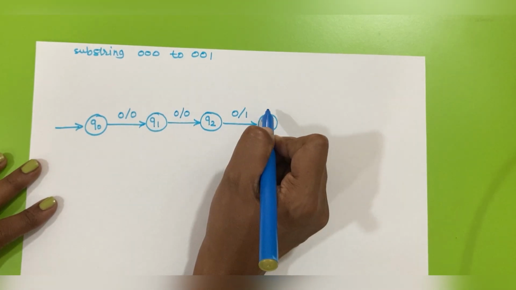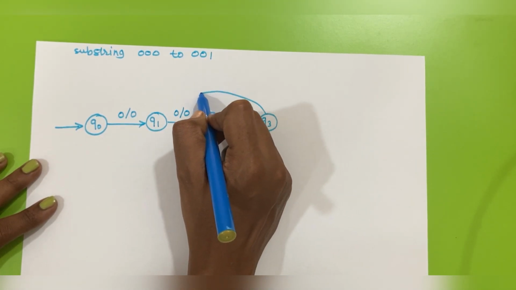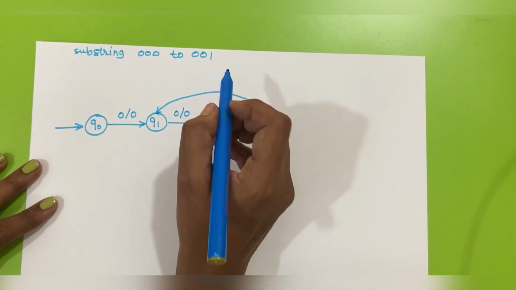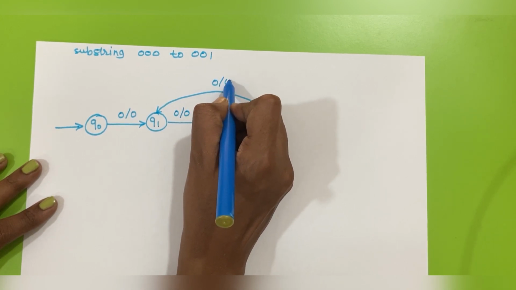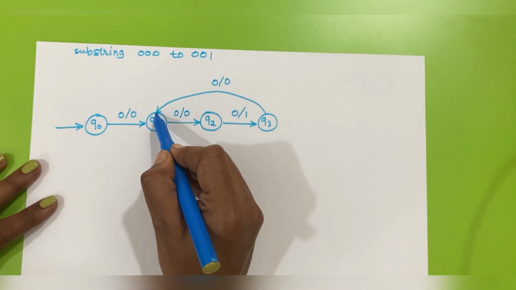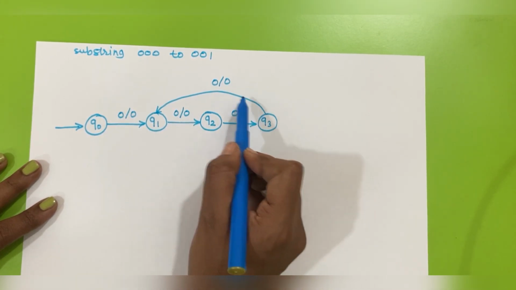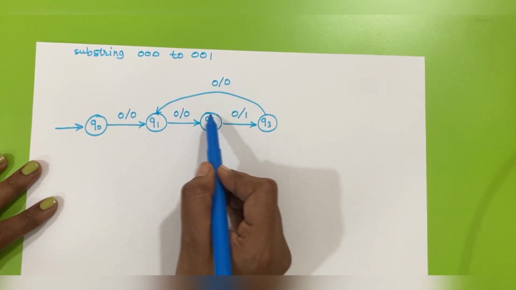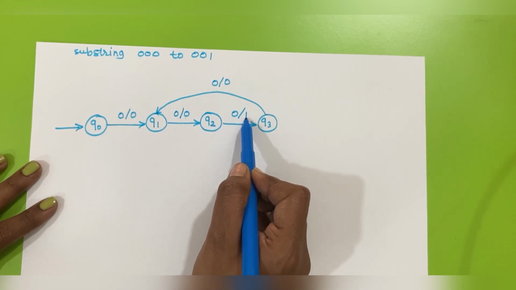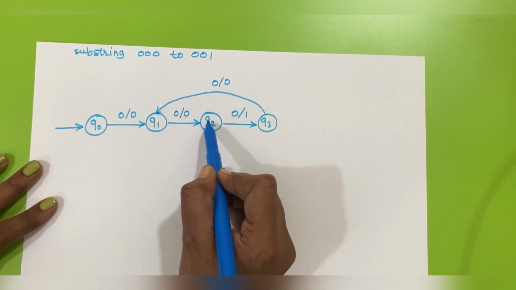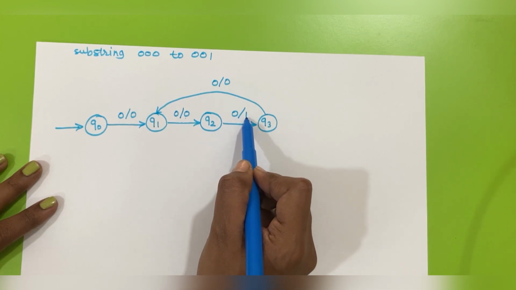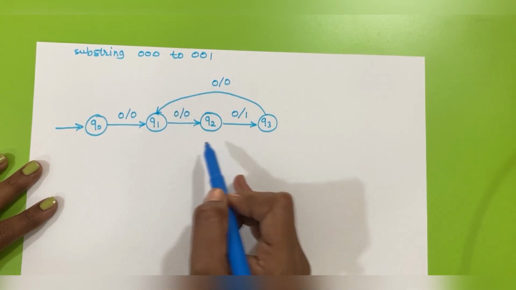Again, if we have a repetition of 3 zeros, it comes back to state Q1, and this 0 will be replaced by 0, so that would be the fourth 0, then the fifth, then the sixth. The sixth 0 will again be converted to 1. Now the 7th, 8th, 9th 0 will again be converted to 1. This will go on repeating.